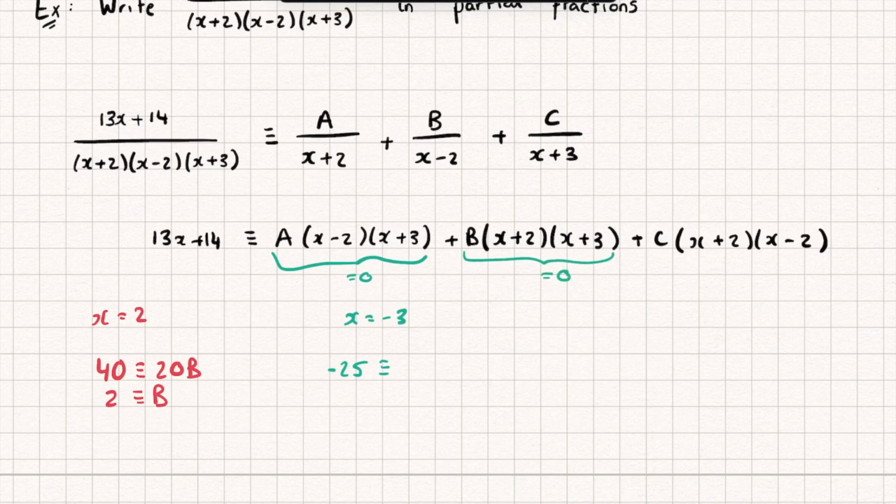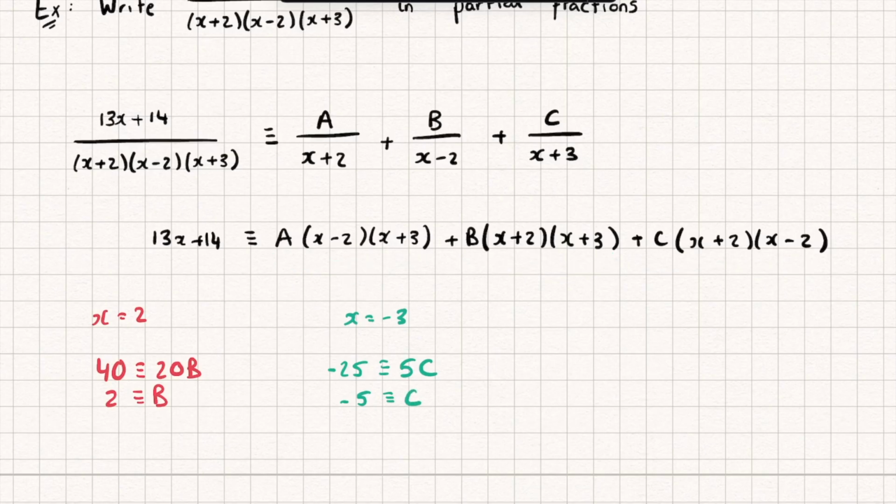So negative 3 plus 2 is negative 1. And we're multiplying that by negative 3 subtract 2, which is negative 5. So it's going to be 5c, because negative 1 multiplied by negative 5 is positive 5. So we just have to do negative 25 divided by 5, and that tells us that c must be negative 5. Let's now do the final unknown.